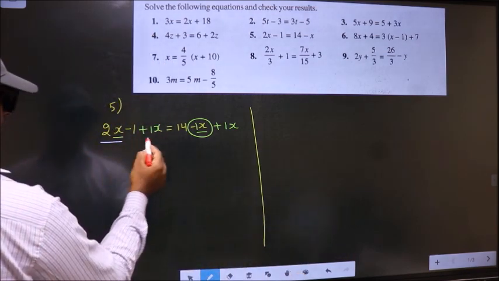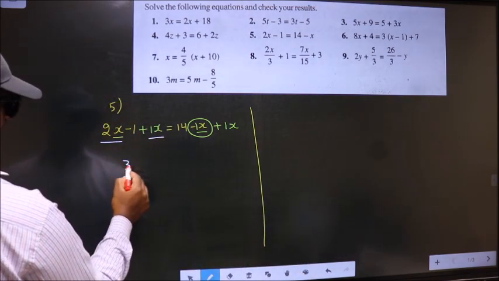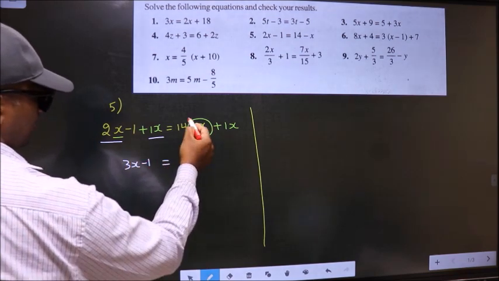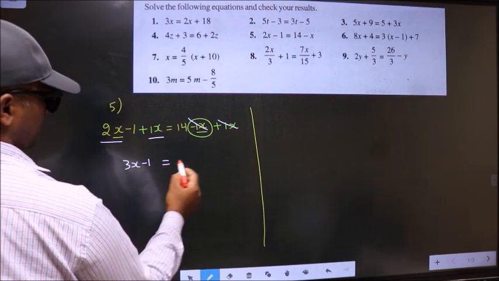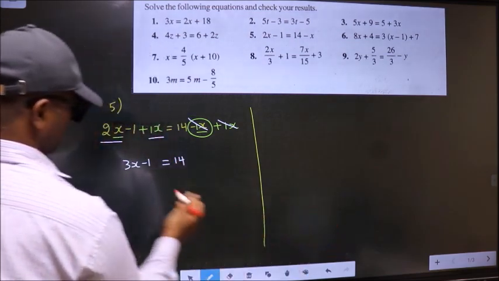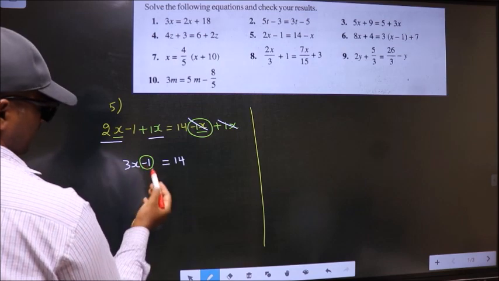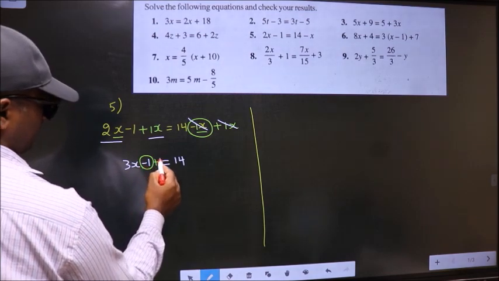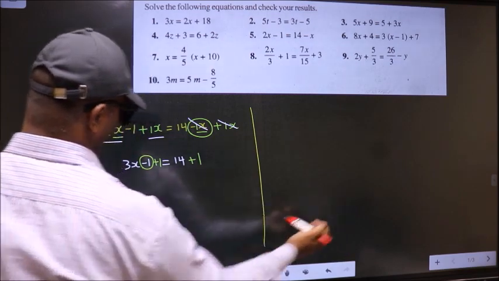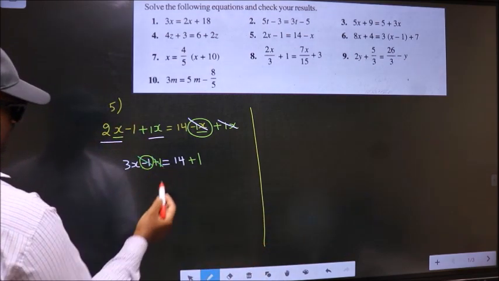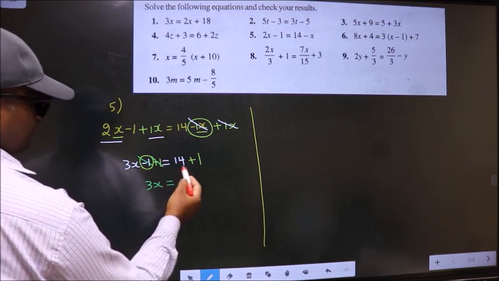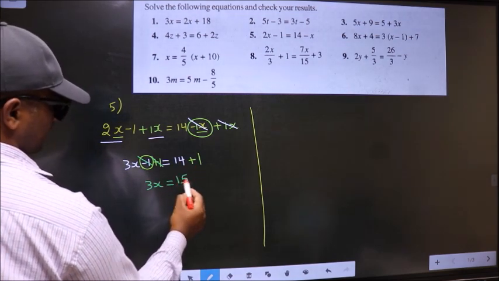So, you get 2x plus 1x is 3x minus 1 equal to minus 1x plus 1x cancel out, you are left with 14. Now, you should remove minus 1. To remove minus 1, you add 1 on both sides. So, here minus 1 plus 1 cancel out, you are left with 3x equal to 14 plus 1, 15.